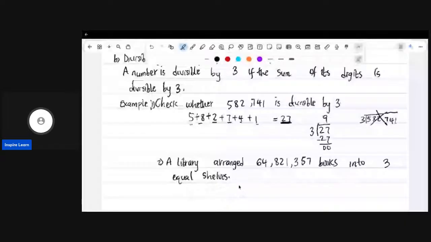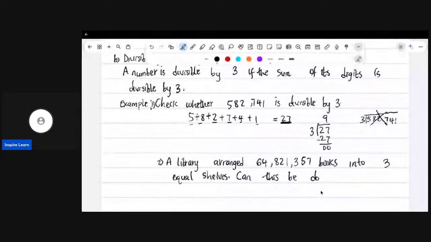Then the question is, can these be done equally? In other words, this question is testing us on whether the number that we have here, that is 64,821,357, is divisible by 3.